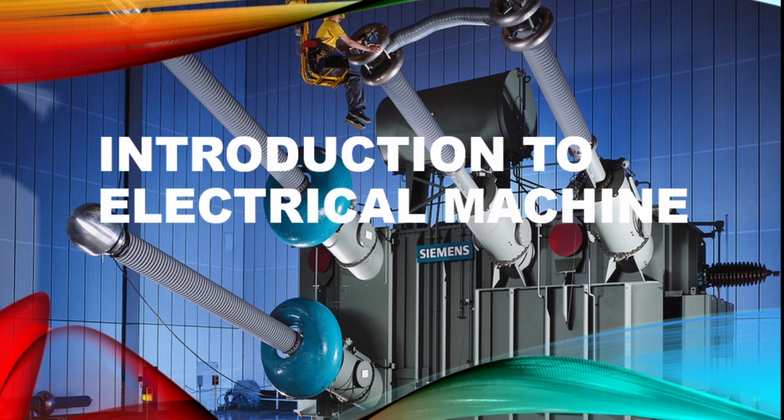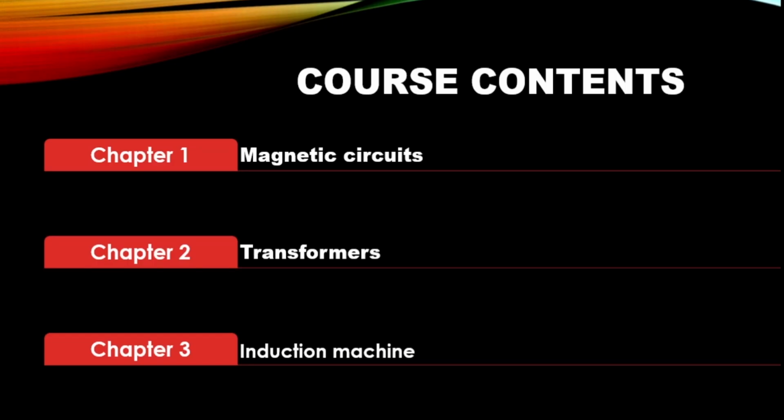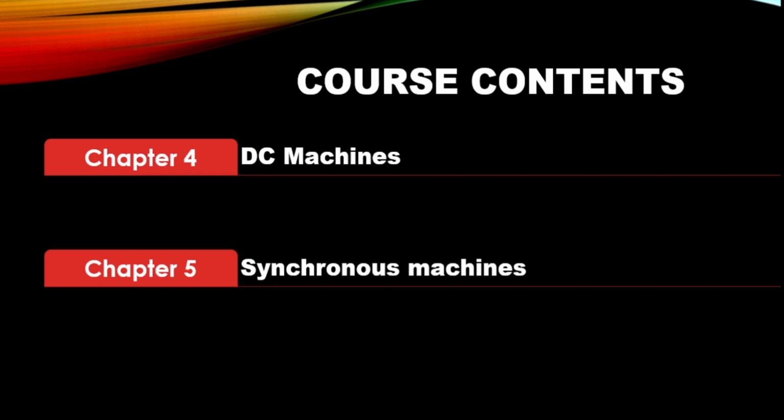After we say this, when it comes to the course content, we have 5 chapters in this course. The first one is magnetic circuits, the second is transformers, the third is induction machines, the fourth is DC machines, and the last is synchronous machines.